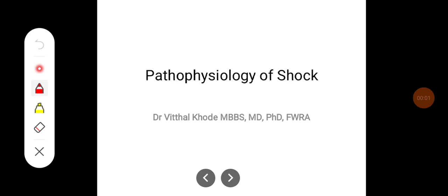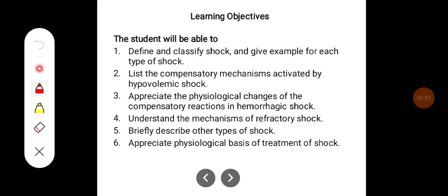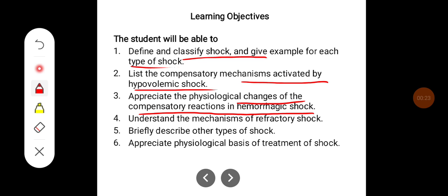Hello everyone. In this class, we'll try to learn about pathophysiology of shock. The learning objectives of this class would be define and classify shock and give example for each type of shock. List compensatory mechanism activated by hypovolemic shock. Appreciate the physiological changes of compensatory reactions in hemorrhagic shock.